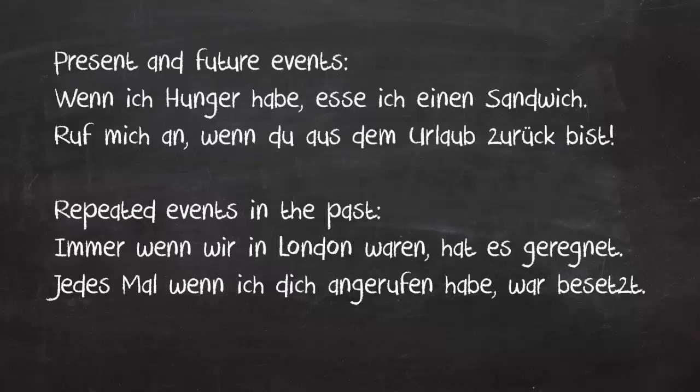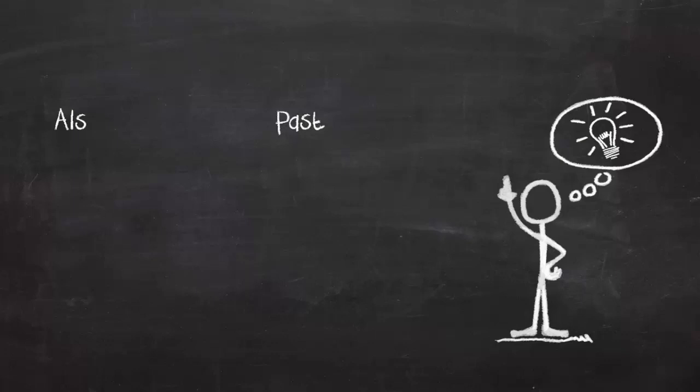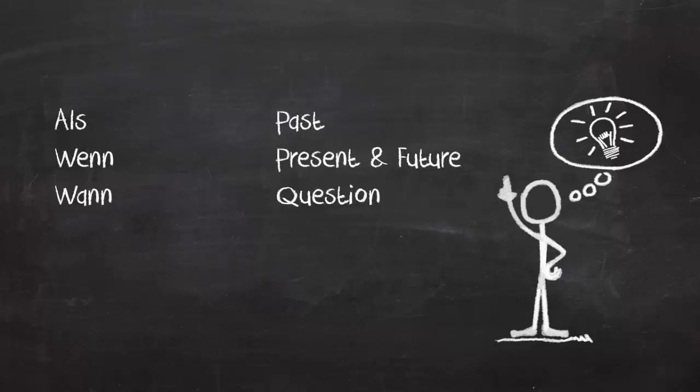Alright, I'm aware of the fact that all these different uses can be confusing, so I'll try to summarize in the clearest way possible. You use als when you talk about an event in the past. Wenn when you talk about an event in the present or the future. And wann when you ask a question. If you learn these 3 rules and apply them when you speak German, it will definitely make a big difference and you will avoid making one of the most common mistakes.